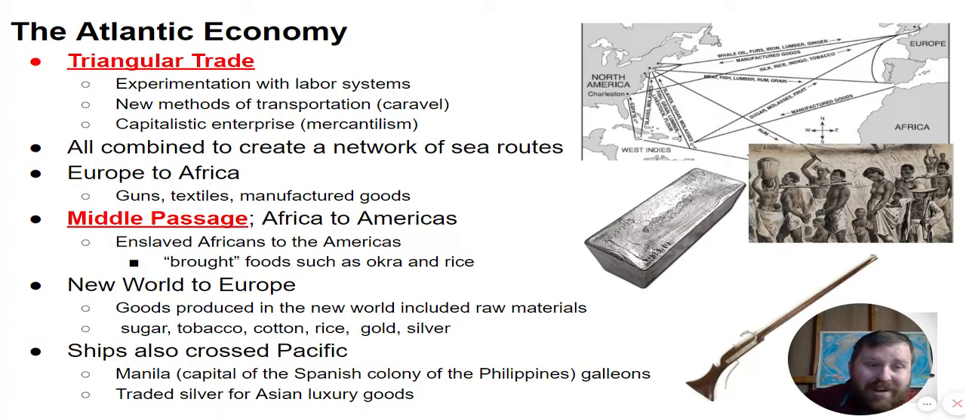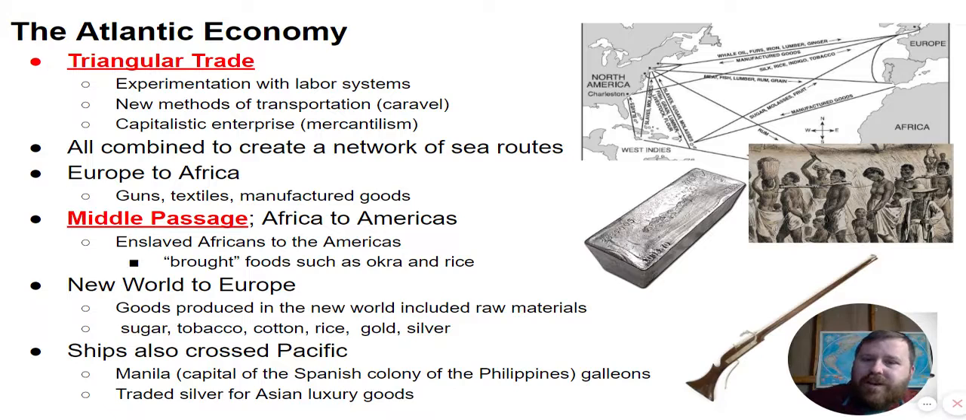So in the Atlantic economy, you have triangular trade. And in this triangular trade, they're experimenting with new labor systems here. So how labor is done, who's doing the labor, those sorts of things. Is it paid or not paid? There's some experimentation with new things here. One of those, of course, is slavery, Atlantic slavery, which becomes way different than any slavery that existed before. There's also new methods of transportation, like the caravel, which makes these long distance voyages possible across the Atlantic Ocean. And they have sort of an early capitalistic enterprise, but we're calling that mercantilism, that is kind of fueling all this.